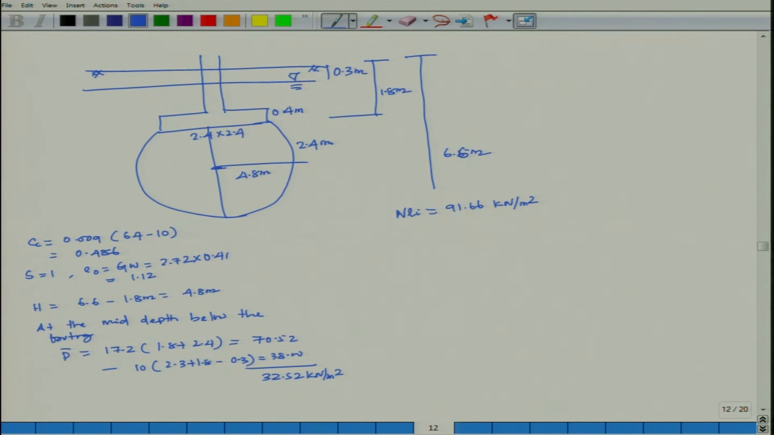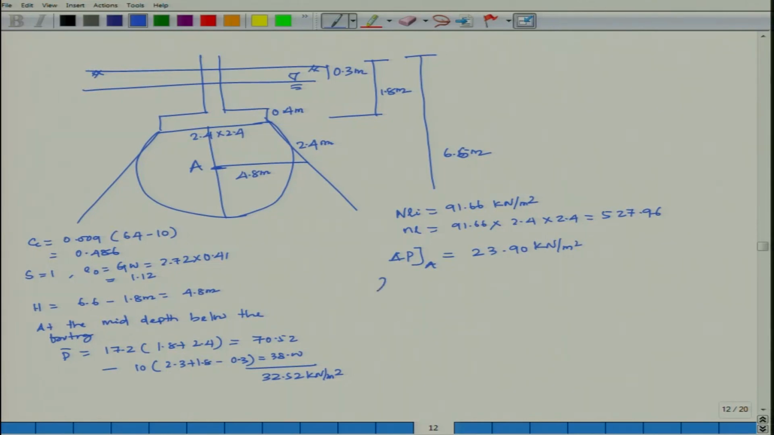So, net load is equal to 91.66 into 2.4 into 2.4, which is equal to 527.96. So, now you have to find out what is the delta P at A. Either you can do it by 2:1 distribution, or for a square footing you can do exact solutions. So, delta P at A, this is my point A, comes out to be 23.90 kilonewton per meter square. This is what I am giving you, you can check.